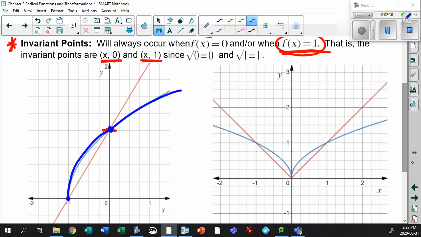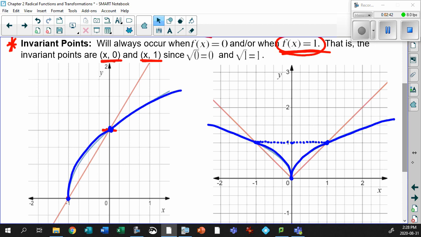So first things first, there's our first invariant point. Then at 1, there it is. Oh, look at that. Gorgeous. Now, that means when we take the square root of this original red graph, we start here and look, we go above the original graph to this point and then below it. Look again, above the original graph to this point and then below it. Very, very important to remember that.